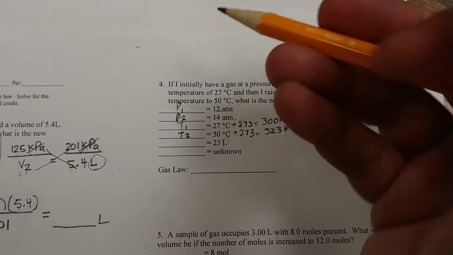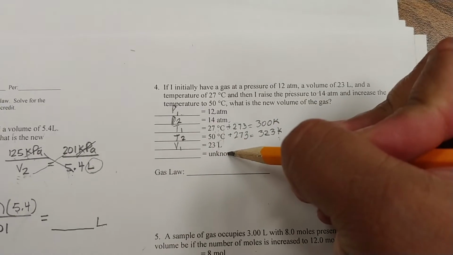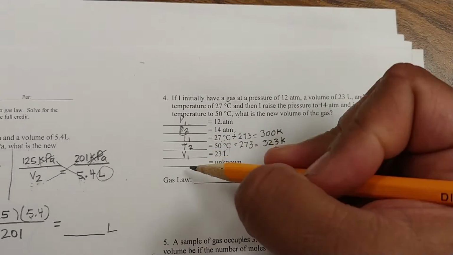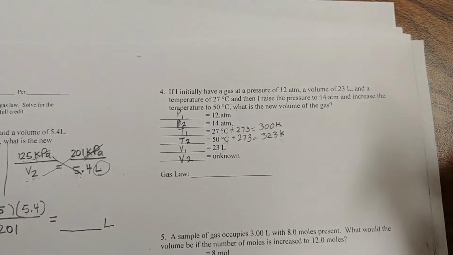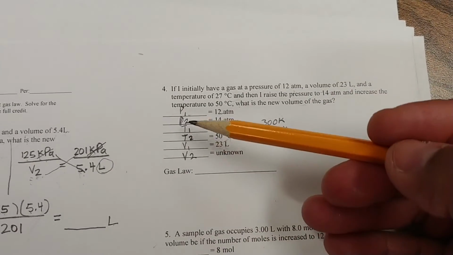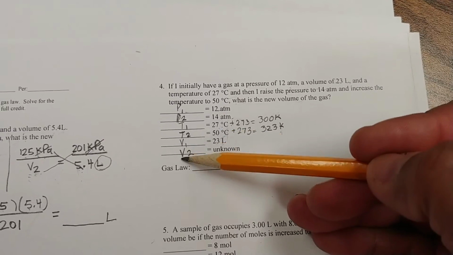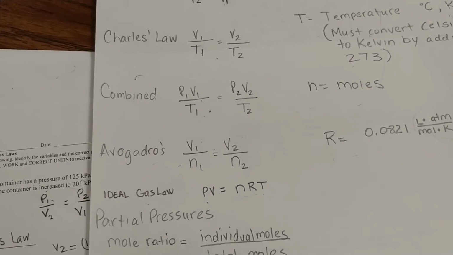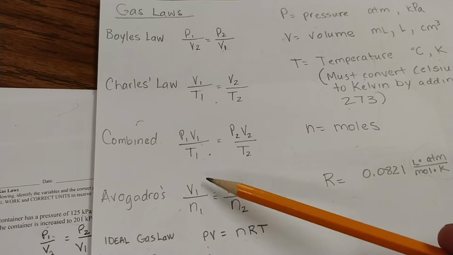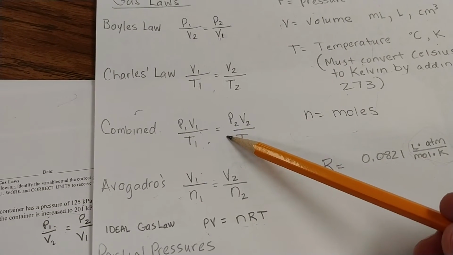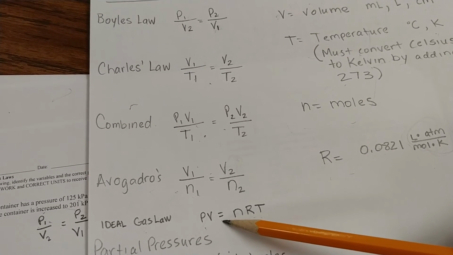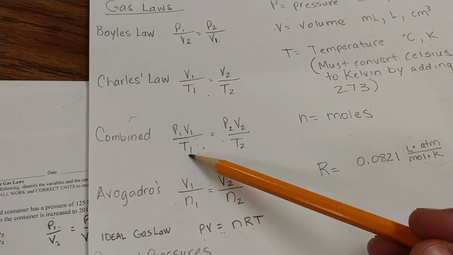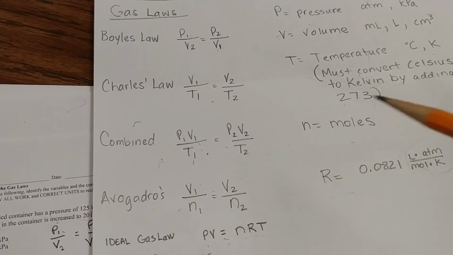And then the last one is 23 liters. That's going to be our volume as we established before. And then our unknown, if you notice, it's asking what is the new volume. So we're looking for volume 2. Okay, so we've got pressure, temperature, and volume. Looking at your foldable, the only formula that has all three is going to be your combined, well, I should take that back because ideal gas law also has three. But this one has 2 pressures, 2 volumes, 2 temperatures. So that's going to be your combined gas law.